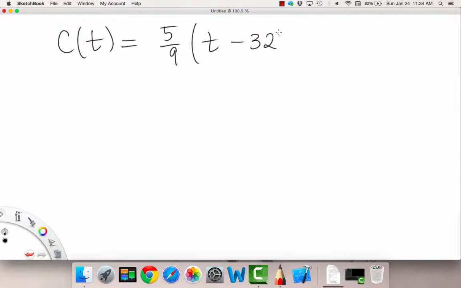Alrighty, so let's do an application of what we would even use inverses for. Let's start with one function. We'll call it c of t is equal to 5 over 9 times t minus 32.